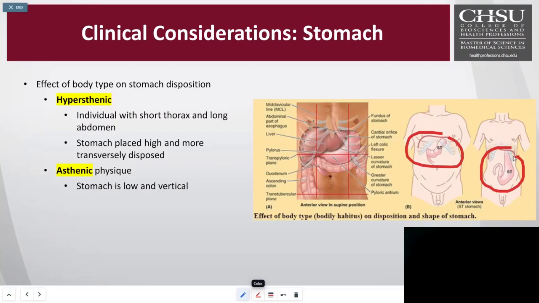Okay, these are important to know because when you see a patient with a different body type, when you're auscultating or trying to percuss to hear the sounds of the GI, or doing a quick physical checkup, you know where you're placing your fingers or where you're touching. Okay? Yeah, Jason?